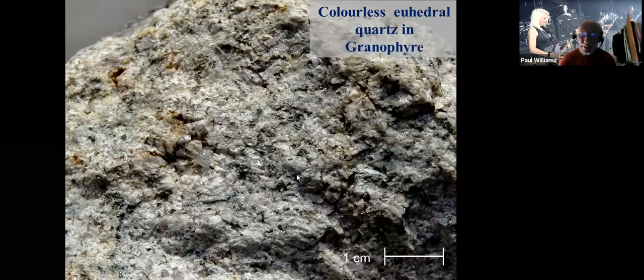And here's another one. There's a scale bar down there. This is something called a granophyre. And again, this is a water-rich magma crystallizing quite rapidly, allowing crystals to grow very big because of the amount of water in the magma. And here we've got 3 millimeter or so crystals of quartz.